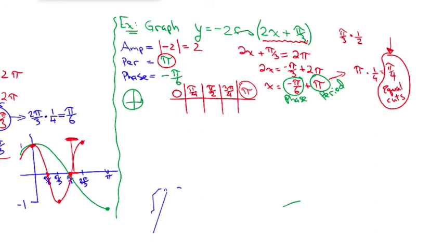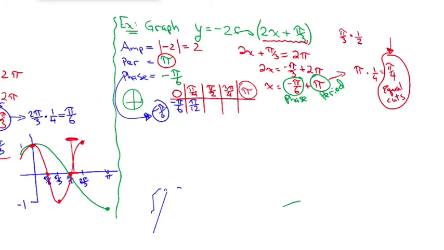From those, I need to take away pi over 6. So I've got to subtract pi over 6 from each one of them because that's my phase shift. So I'm going to shift it to the left, pi over 6. So this will be negative pi over 6. The next one, isn't this going to be the common denominator, which is 12? And this becomes 3 pi over 12 minus 2 pi over 12, which is pi over 12.